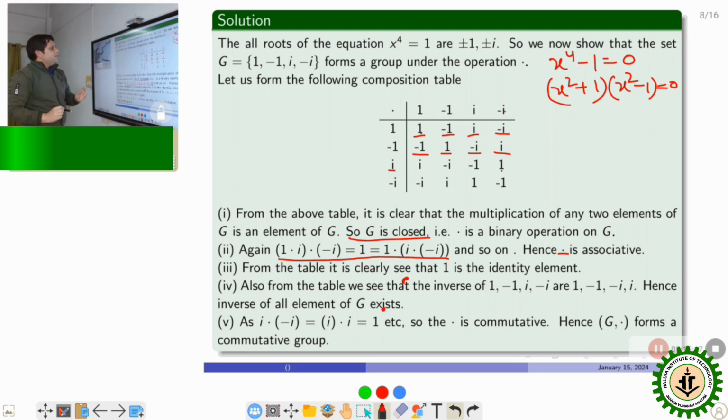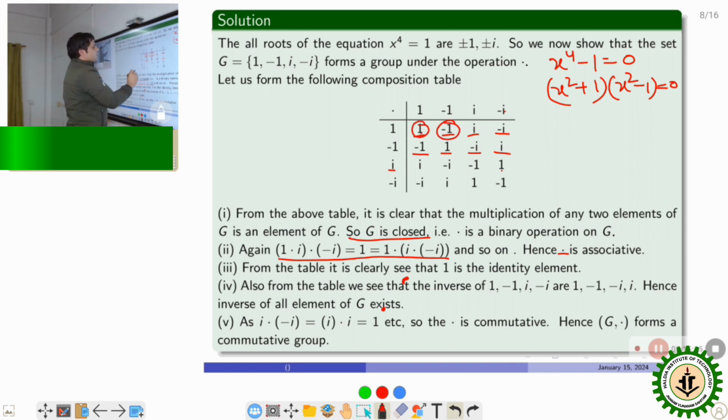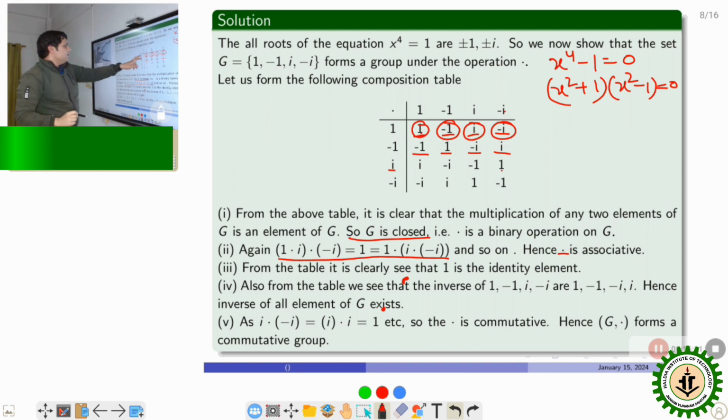Again, from the table we clearly see that 1 is the identity element. Why? 1 into 1 equals 1. Similarly, 1 dot minus 1 equals minus 1, 1 dot i equals i, 1 dot minus i equals minus i. Similarly, minus 1 dot 1 equals minus 1, i dot 1 equals i, minus i dot 1 equals minus i. Therefore, 1 is the identity element.